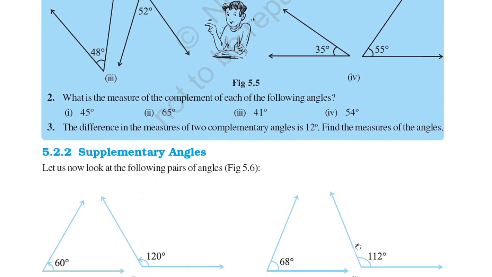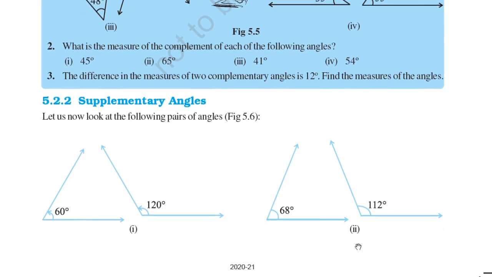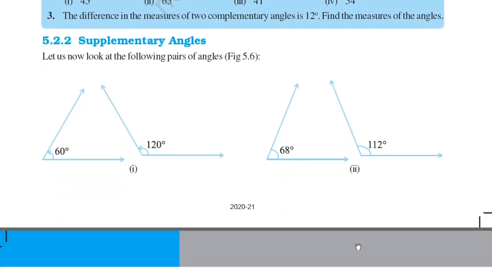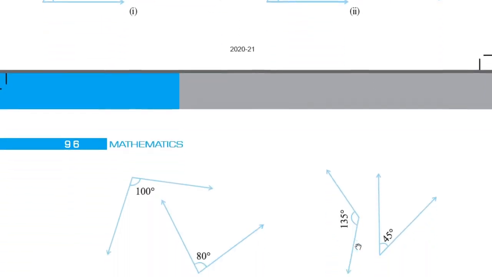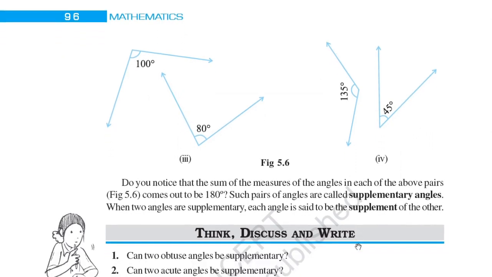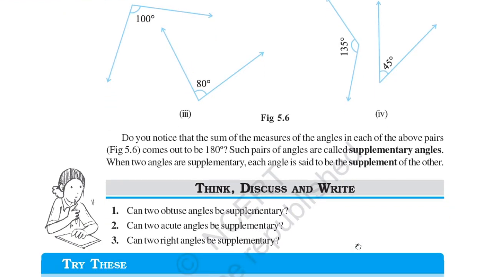So 5.2.2 supplementary angles. Now look at the following pairs of angles: 60 degrees and 120 degrees, 68 degrees and 112 degrees, then 100 degrees and 80 degrees, and in the fourth 135 degrees and 45 degrees. Do you notice that the sum of the measures of the angles in each of the pairs comes to 180 degrees?